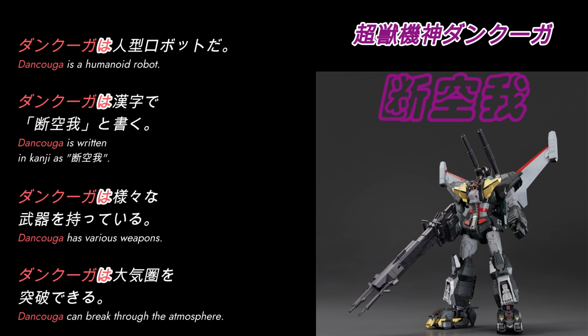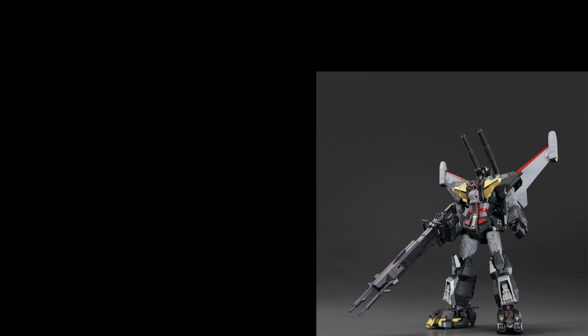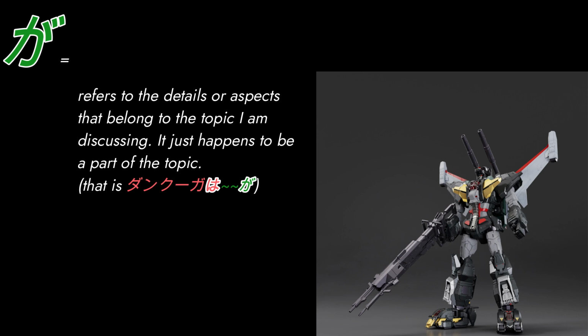From the above sentences, what do I want to talk about? Dankuga. What do I want to introduce? Of course, Dankuga. So the subject is Dankuga. And what about ga? Ga refers to the details or aspects that belong to the topic, that belong to the subject you're discussing. It is not the main topic I want to talk about. It just happens to be a part of the topic. So, sticking with Dankuga, what relevant details surround this robot?